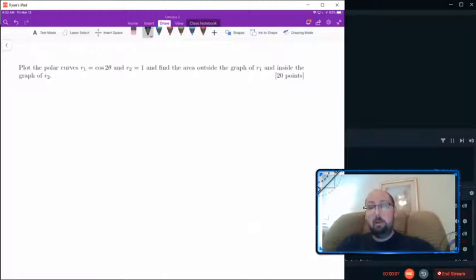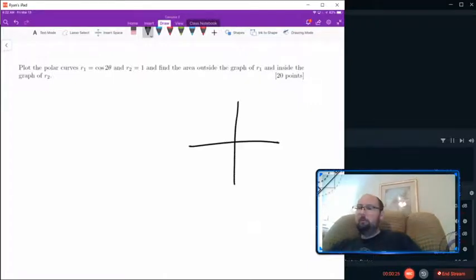So this problem asks us to plot a specific polar curve, two of them in fact, r1 equals cosine of 2 theta, r2 equals 1. And we need to find the area outside the graph of r1, but inside the graph of r2. So let's try to make these polar plots.